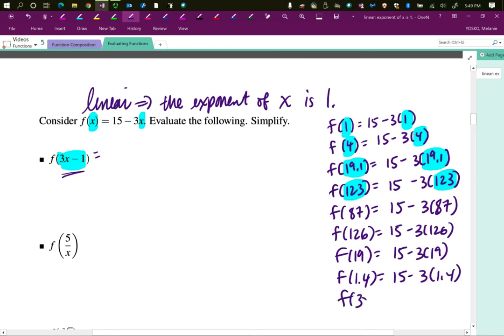So what's f of 3x minus 1? Well, that's going to be 15 minus 3 times 3x minus 1. I tricked you. So if you struggle with this, if this is hard for you, just plug in a whole bunch of numbers until you start to get the pattern.